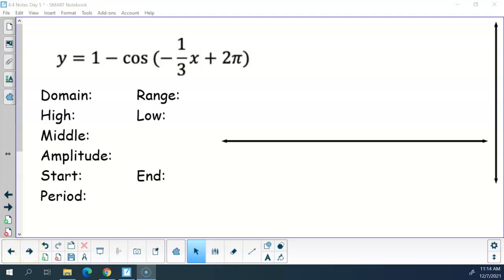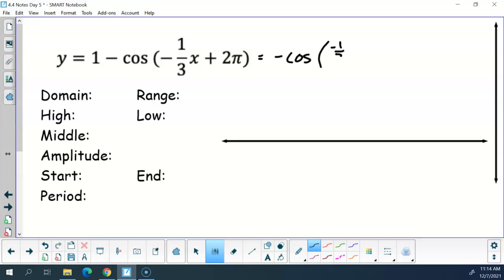Okay? P values too. So I would write this as negative cosine of negative 1/3 times x minus 6 pi, then plus 1. I did it right. Yes?